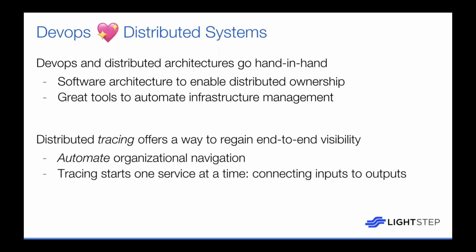I talked a lot about single services and the visibility you can get just from mapping a single input to an output. But really, distributed tracing is a way to sort of automate organizational navigation. It tells you who you need to talk to when something is going wrong. And like I said, it helps you connect those inputs to outputs in a way that matters. So understanding how your upstream dependencies are actually affecting your users.